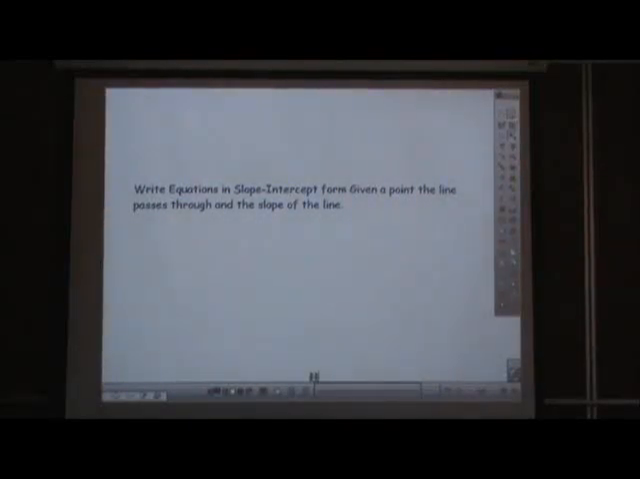Alright, this example video will be about writing equations in slope-intercept form when you're given a point that the line passes through and also the slope of the line. And then you'll see as the video continues, we'll change what the information is that we're given, and we'll still write our equations in slope-intercept form. If you use your book as a reference, this is in section 4.2 of your book.